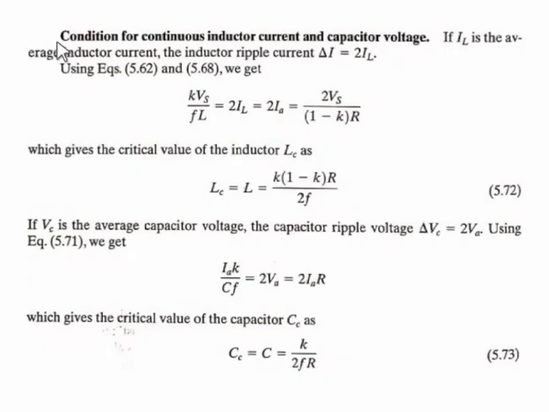So for the continuous conduction of inductor current and capacitor voltage, the minimum value required of the inductance L is K(1 minus K)R divided by twice F, and the critical value of capacitance C is equal to K divided by 2FR. If you use a value less than this, it becomes discontinuous conduction mode. Discontinuous conduction mode means the current becomes zero during some intervals, but in continuous conduction mode the current never becomes zero, as I explained in the previous lectures.